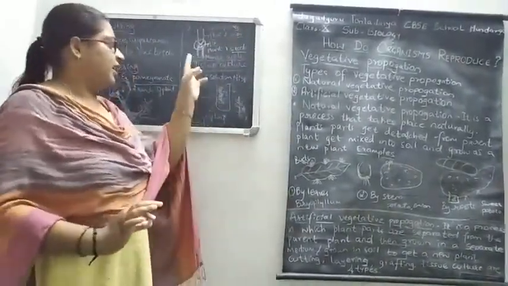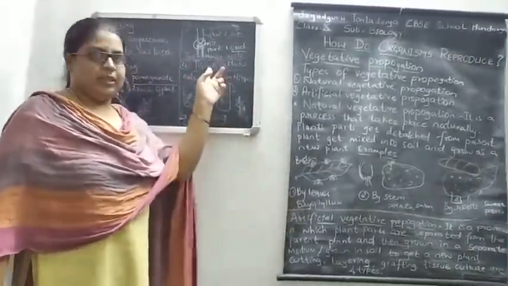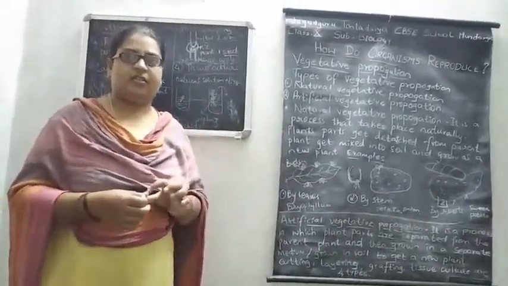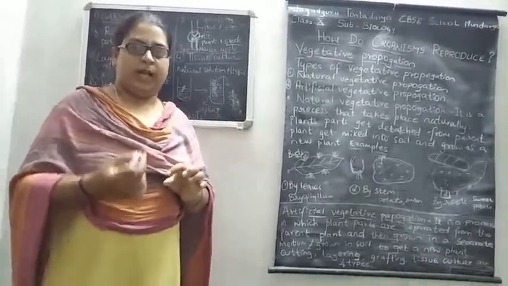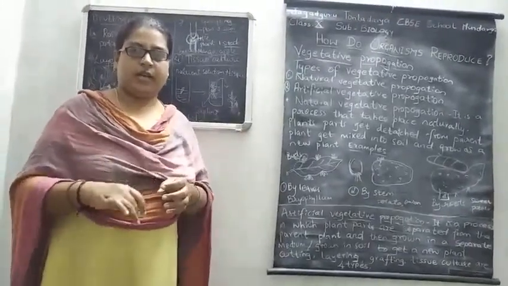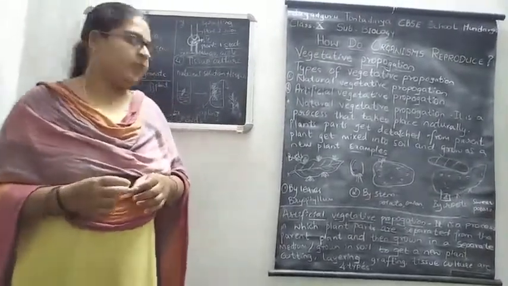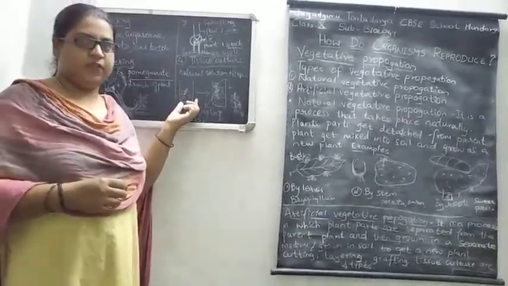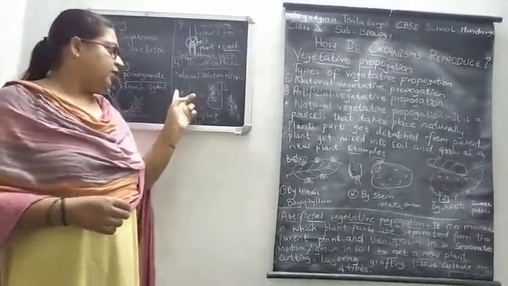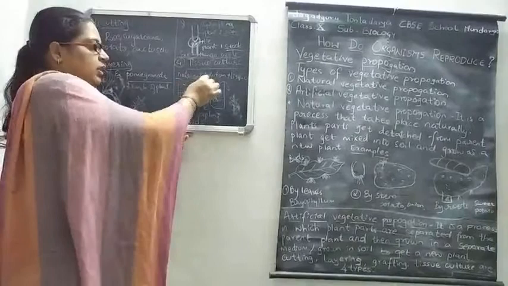Understood? Next, the fourth type of artificial vegetative propagation is tissue culture. In this, what happens? Tissue, as the name says, we select the tissues of a plant. It may be a stem, root or leaf. Those tissues are allowed to grow separately in a nutrient medium, a nutrient solution which has all the nutrients essential for those tissues to grow. We add this tissue in this nutrient solution.